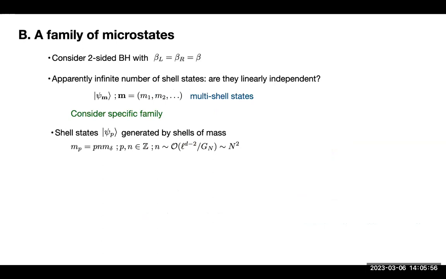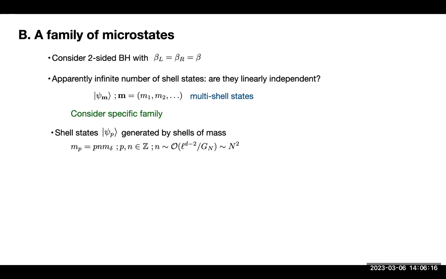So we're going to look at a particular family of microstates for two-sided black holes with fixed asymptotic, the same asymptotic temperature on both sides. There's an apparently infinite number of shell states. We want to know if they're linearly independent. We're going to show that. So in general, I can just have multi-shell states of arbitrary mass.